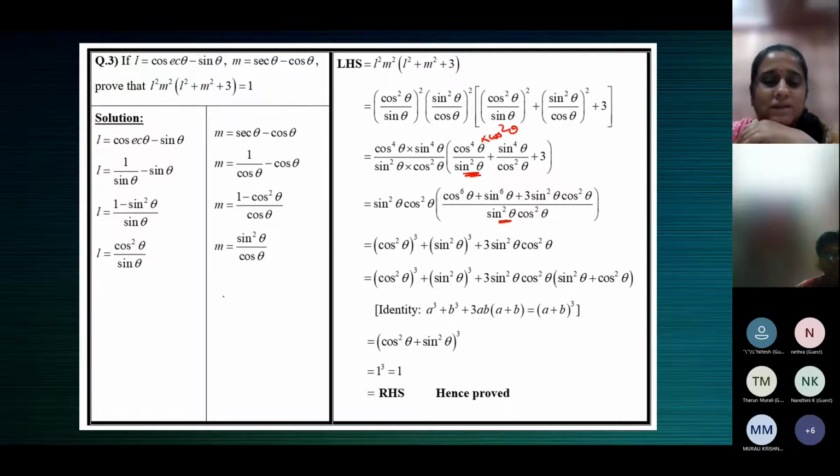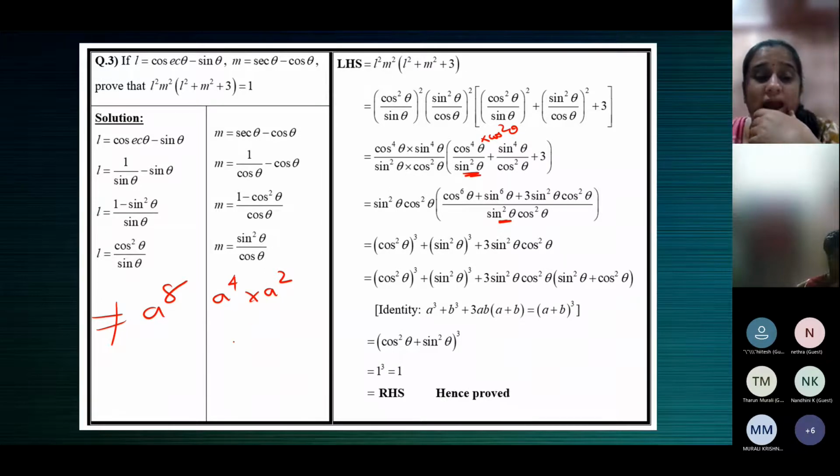Now it's like multiplying a to the power 4 and a squared. When we have to multiply, we need to add the powers. When bases are same and it's multiplication, we have to add the powers, not multiply the powers. So a to the power 4 into a square is not a to the power 8. When bases are same and it's multiplication, we add the powers. A to the power 4 plus 2, a to the power 6.